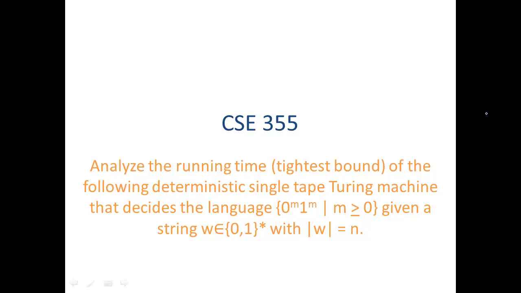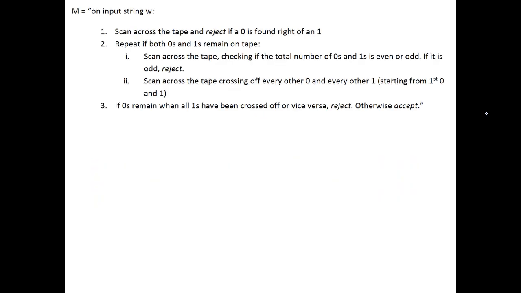So let's look at the algorithm. The Turing machine is M, and it takes an input string w, and what does it do? In stage 1, it's going to scan across the tape and reject if a 0 is found to the right of a 1. So stage 1 is making sure that our input is in proper format. Stage 2 is going to be iterative, so we're going to keep looping while there are both zeros and ones remaining on the tape. So if there are just ones remaining, then we would fall out of step 2. If there's just zeros remaining, we'd fall out of step 2. Or if there's nothing remaining, we would fall out of step 2.